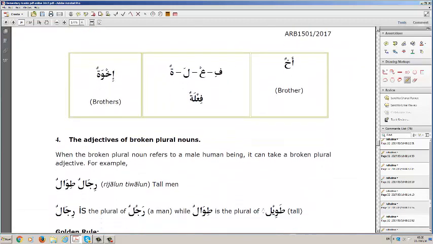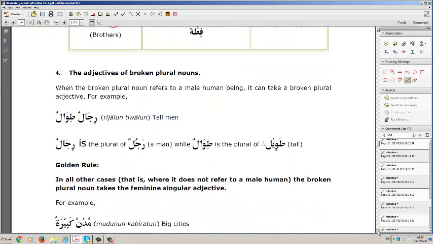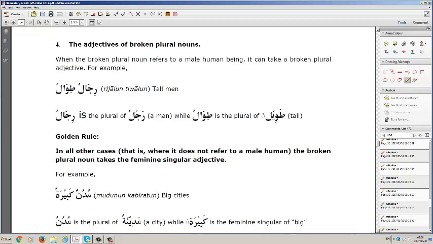Just one more, akhun means a brother, and ikhwatun is the brothers, and the pattern is fi'alatun, and this is another pattern of the broken plural. Okay, let's just deal quickly with the adjectives of broken plurals.